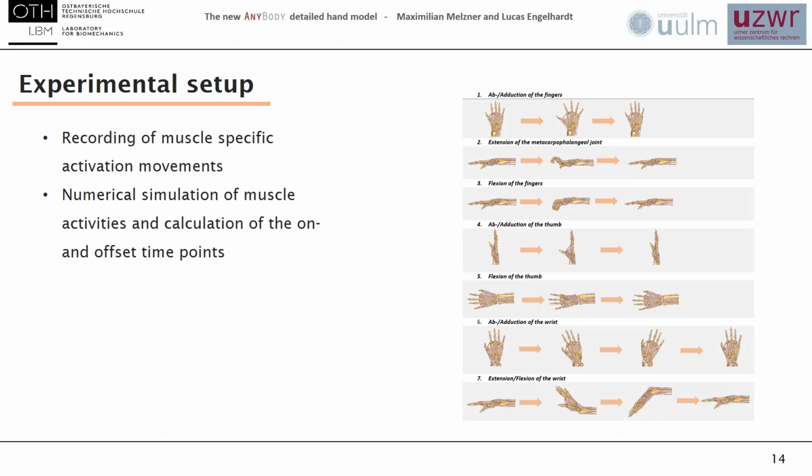The test subjects performed 7 different muscle-specific activation movements for the finger, thumb, and the wrist, as you can see on the right-hand side, like the abduction of the fingers, the extension of the metacarpophalangeal joint, deflection of the fingers, abduction and flexion of the thumb, and the abduction and flexion of the wrist. Each task was repeated 5 times within 1 trial, and each subject repeated every trial 3 times. To guarantee the same initial time of the EMG signals and the motion capture recordings, both measuring systems were synchronized.